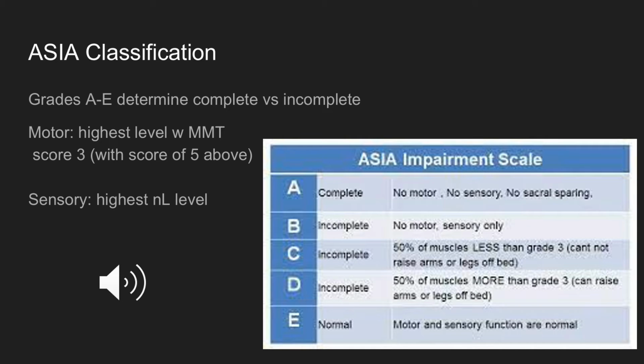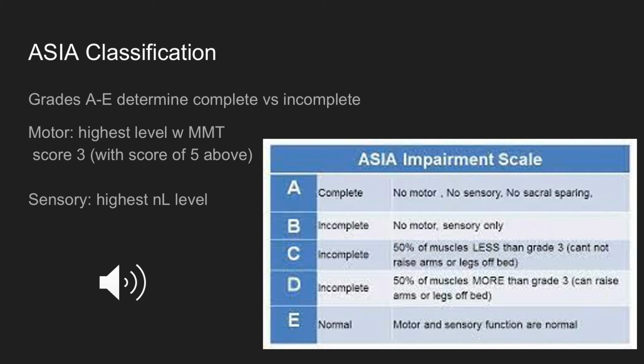The ASIA scale is also used to classify spinal cord injuries. You can be graded A through E based on the impairments shown from your injury. So a grade of A would be a complete spinal cord injury, and a grade of E would be normal, and all would fill out in between. So you would grade their motor functioning and their sensory function on the ASIA scale.